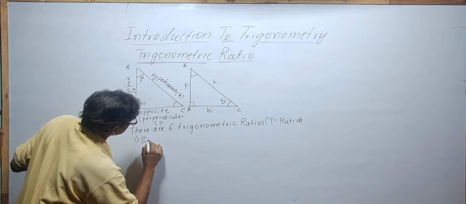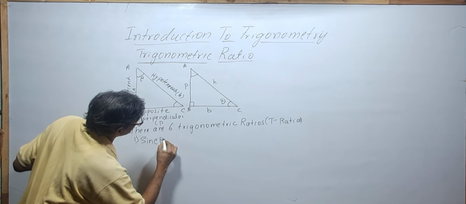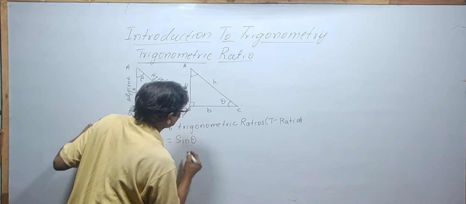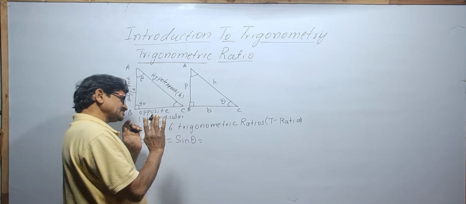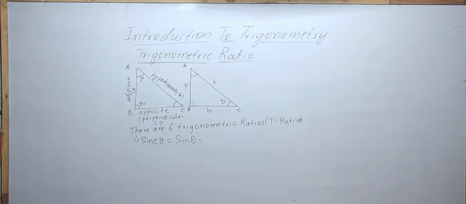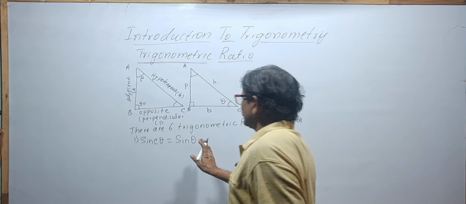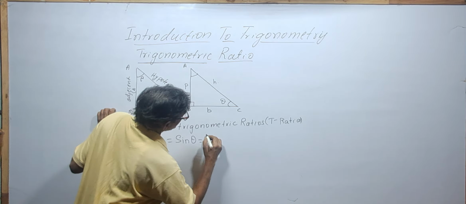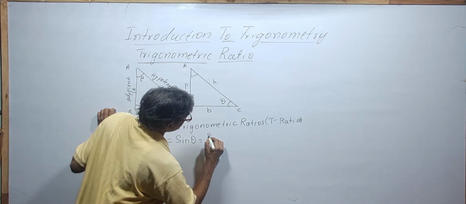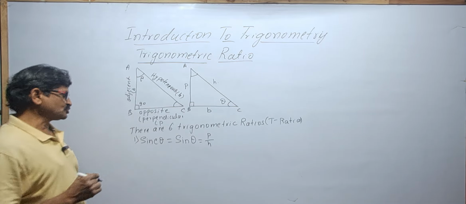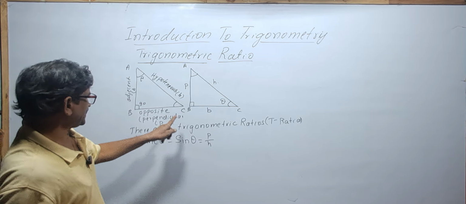Sine theta, shortly written as sin theta. It is read as sine theta only. And the sine theta relation with the sides is like this: sine theta is equal to opposite by hypotenuse.